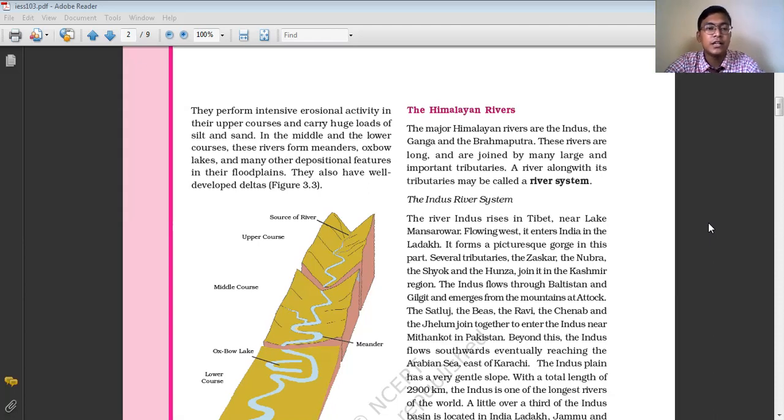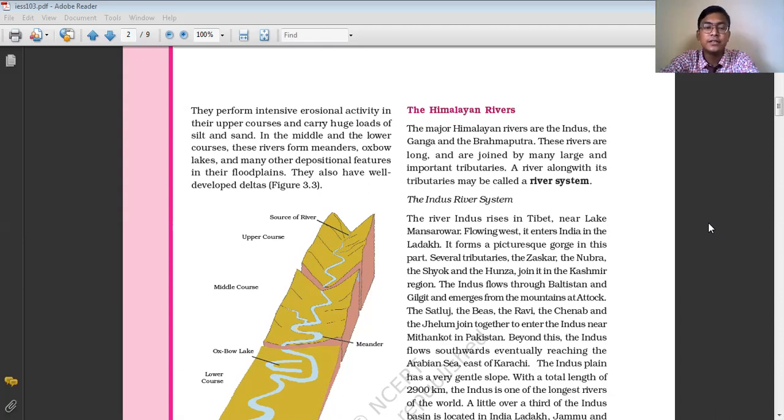That means they have a continuous supply of water. But the peninsular rivers are seasonal; they do not have a continuous supply of water. The Himalayan rivers get their water supply from the melting of snow, glaciers, and rainfall. On the other hand, the peninsular rivers are totally dependent on rainfall for water.